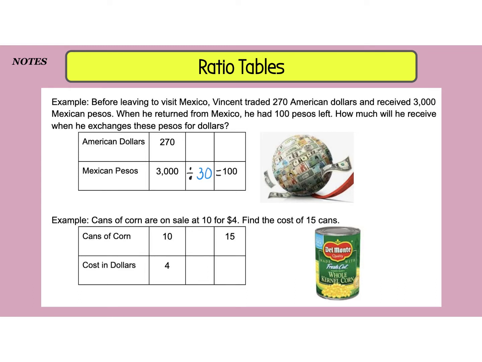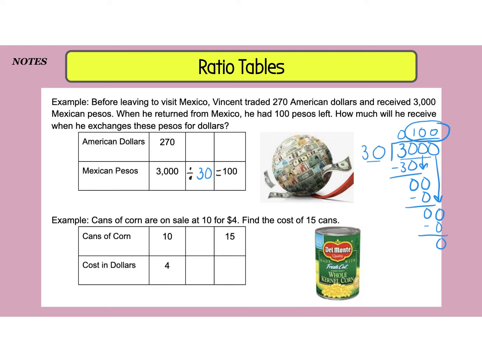So I can show you over here, if I took 3,000 and divided by 30, I would use my division algorithm, and as soon as I finish bringing down all my zeros and dividing everything out, completing all my steps, I would get 100. So 3,000 divided by 30 does give me 100.